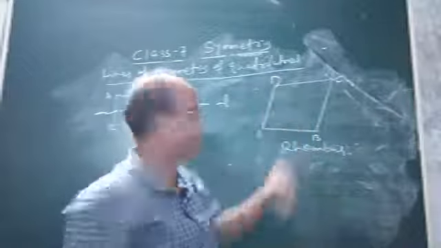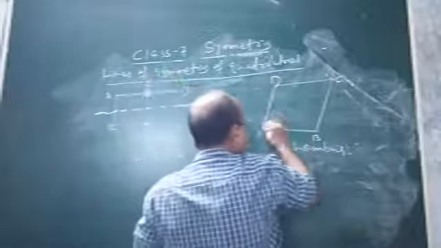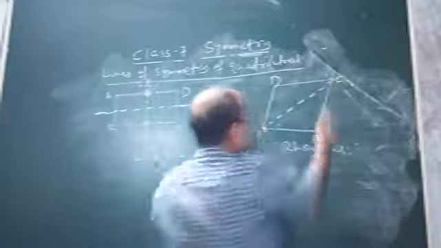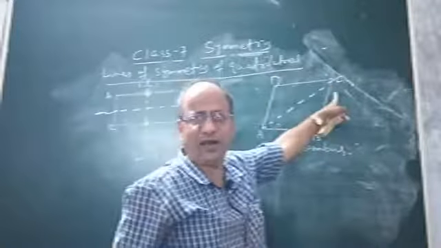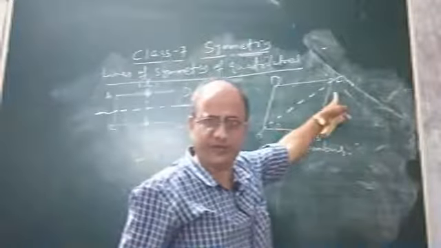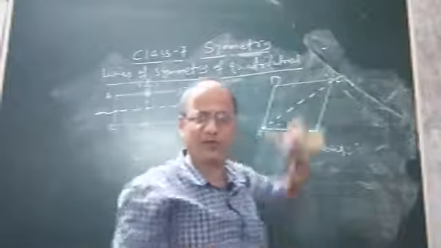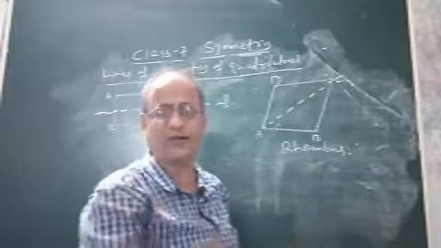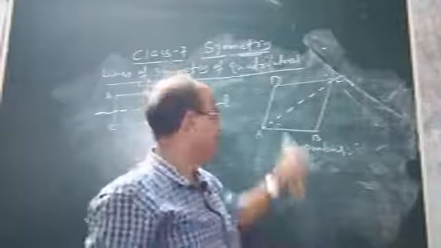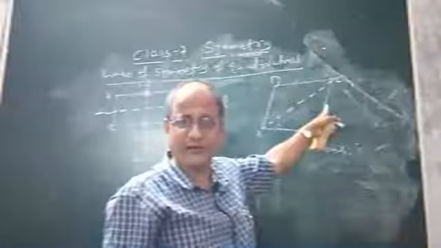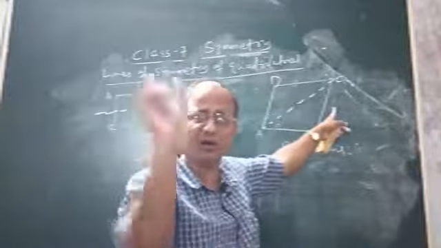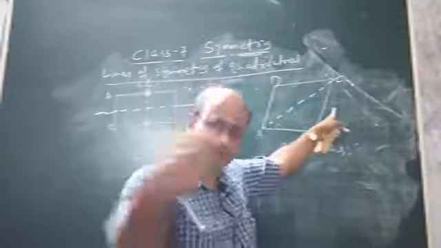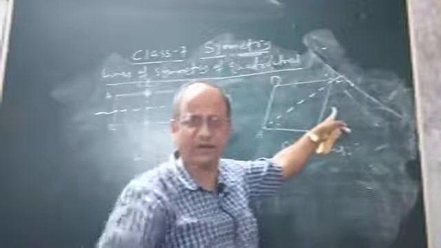How to find out? See, join A and C. Suppose I join two non-consecutive vertices. A and C are two non-consecutive vertices. If we join any two non-consecutive vertices of a quadrilateral, it is called a diagonal. Please mark the term. What is a diagonal? A diagonal is that line segment which joins any two non-consecutive vertices of a polygon, not necessarily a quadrilateral. It can be of a polygon also, which we will discuss later.